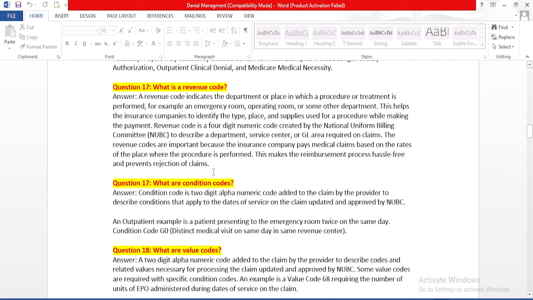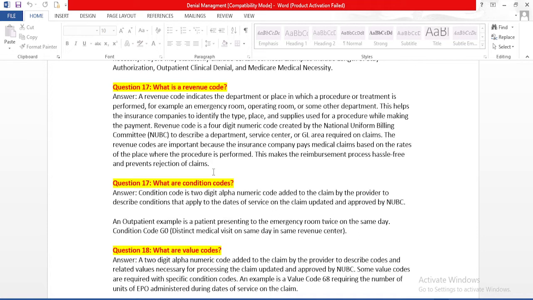Next question, what is a revenue code? A revenue code indicates the department or place in which a procedure or treatment is performed. For example, an emergency room, operating room, or some other department. This helps the insurance companies to identify the type, place, and supplies used for a procedure while making the payment. So, revenue code is a 4-digit numeric code created by the National Uniform Billing Committee to describe a department, service center, or GL area required on claims. The revenue codes are important because the insurance company pays medical claims based on the rates of the place where the procedure is performed. This makes the reimbursement process hassle-free and prevents rejection of claims.